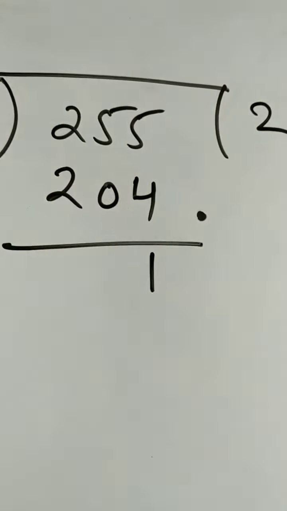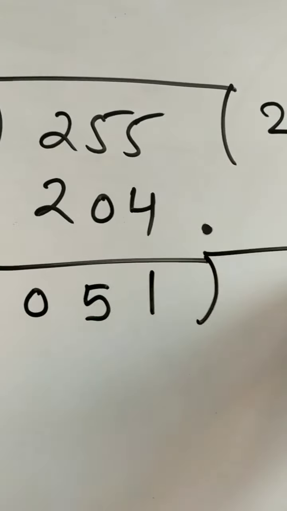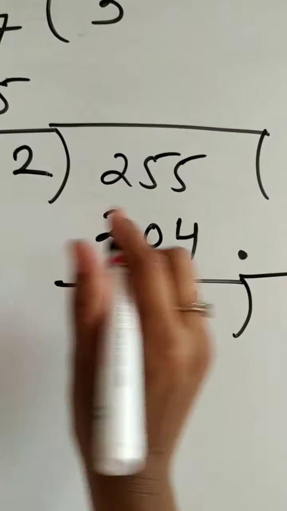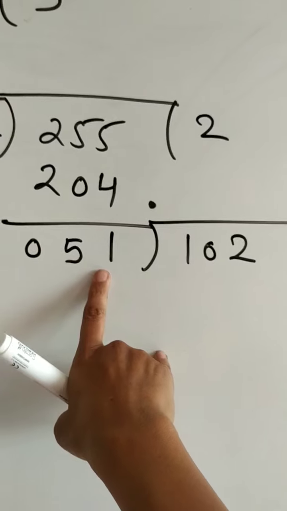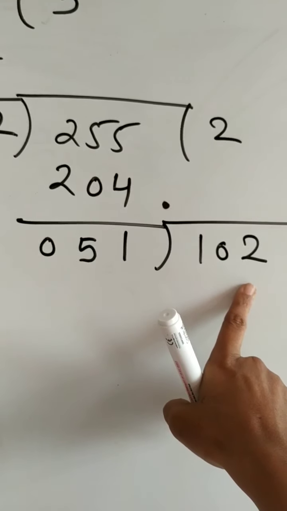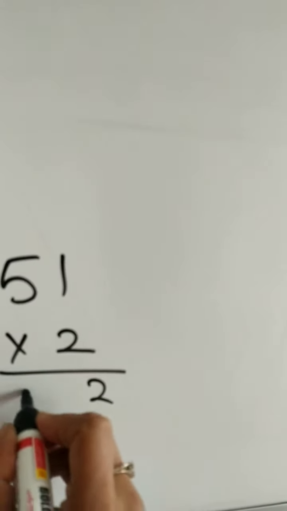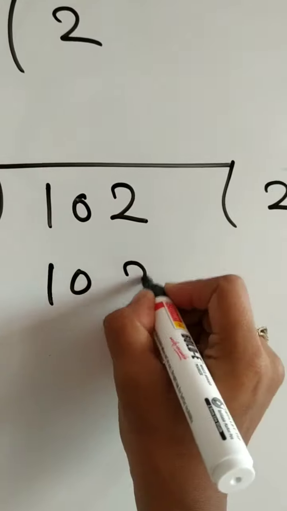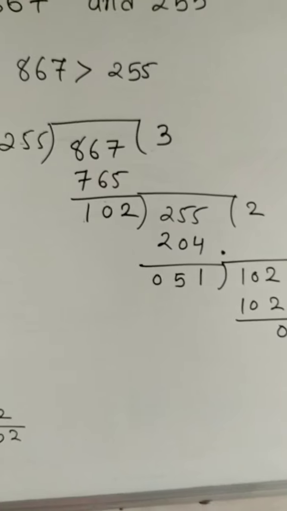Here we will subtract. 5 minus 4 will become 1, and here we get 5, so we get 51. Whatever remains, we keep as it is. We will take 102 inside. Now we will check in the table of 51 when this 102 will come. 51 1s are 51, and 2 1s are 2, and 5 2s are 10. Here we got exactly 102, which means 51 2s are 102. Here our remainder is 0, meaning our process has ended.